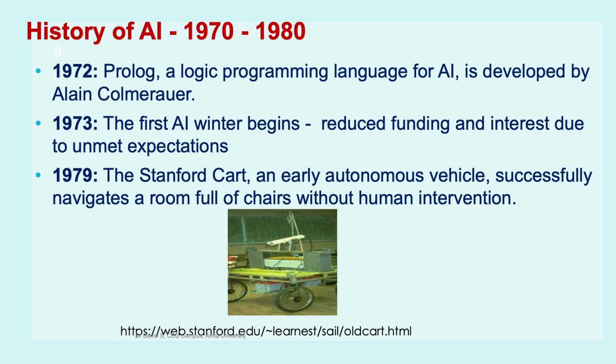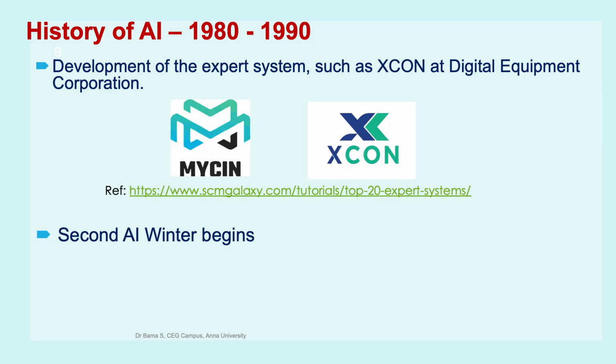So, this is from the decade of 70 to 80, and from 80 to 90, it was the era of expert systems. An expert system is again with respect to mostly the reasoning methods of AI. And the first expert system was developed by XCon, and the left side there is a picture of MYCIN. MYCIN is a medical diagnosis system.